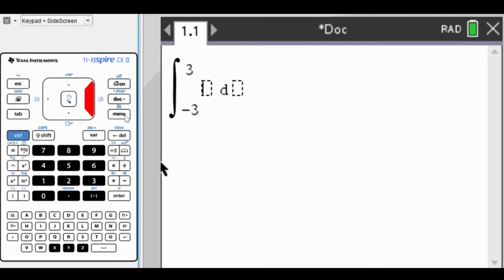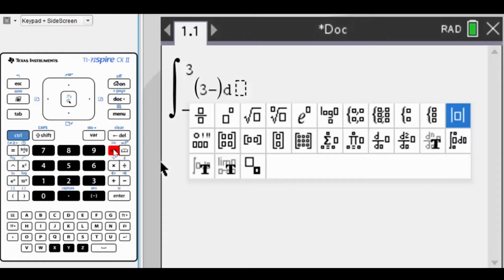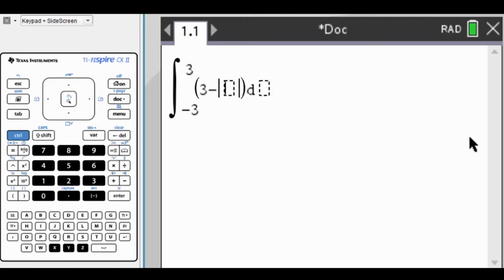Put in our function, so it is 3 minus. Now I want the absolute value with those straight lines. On your calculator, click the button next to the number 9, and right at the end here, you'll see the straight lines. Click on that and put the x in those brackets and then put an x at the end. So that looks like what we have written down. Press enter and it tells us the answer is 9. So the area of that shape, that triangle, is 9. And that's how we do a definite integral on your calculator.